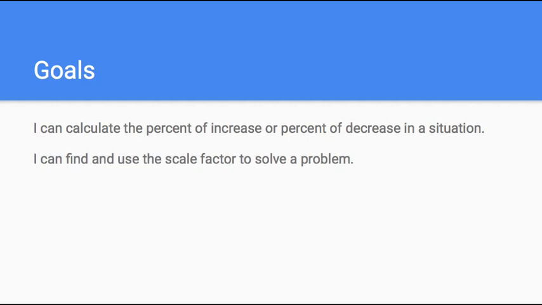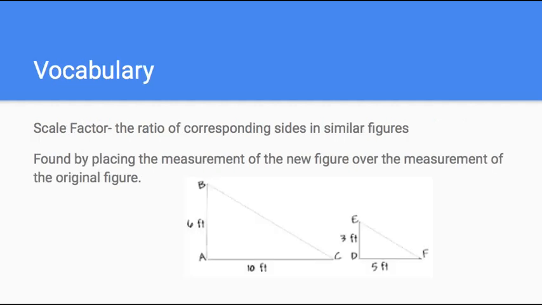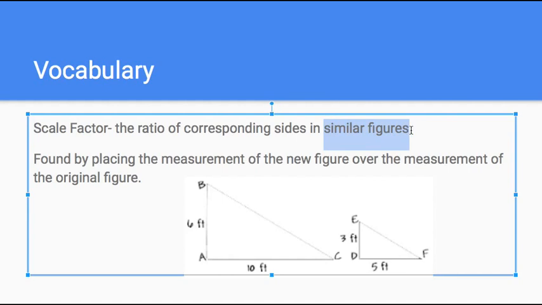So we're going to start by looking at some vocabulary. Scale factor. When I say scale factor, it's the ratio of corresponding sides in similar figures. And we find it by placing the measurement of the new figure over the measurement of the original. Now, we've got a lot of verbiage in here. Similar figures, remember, are objects that are the same shape but different size.